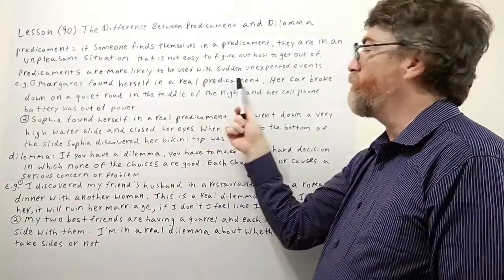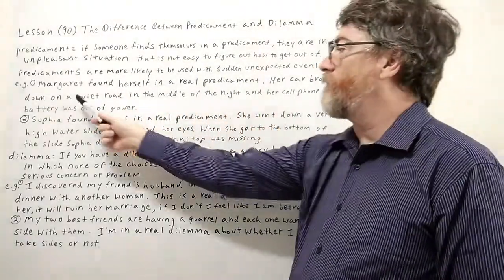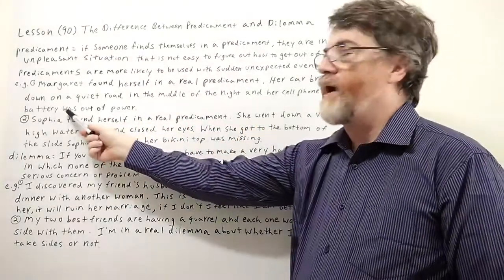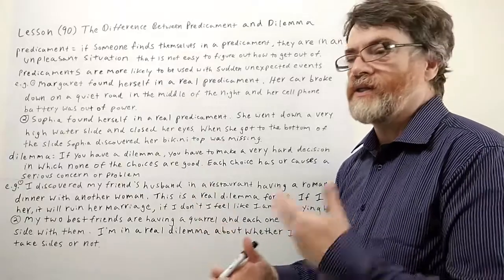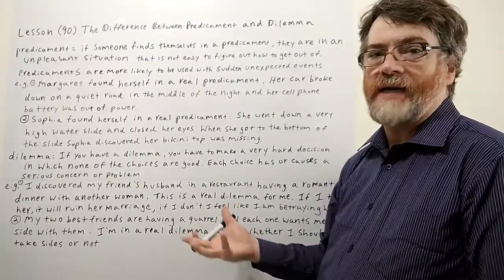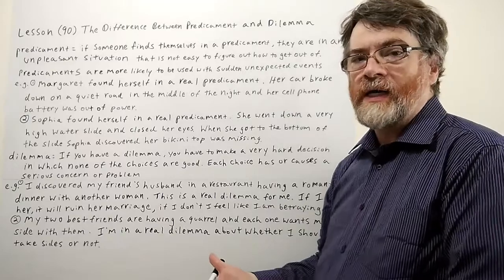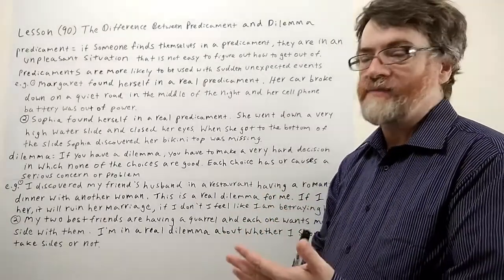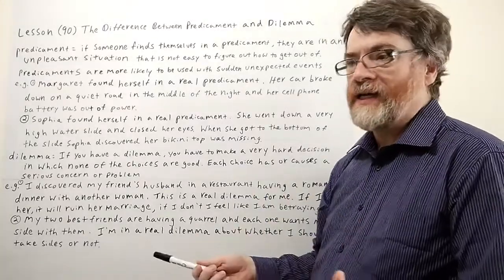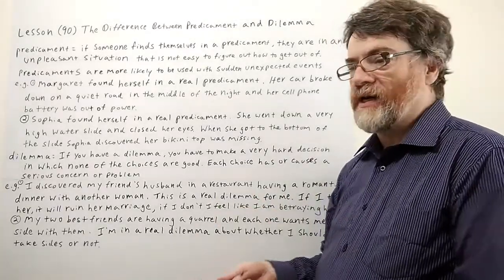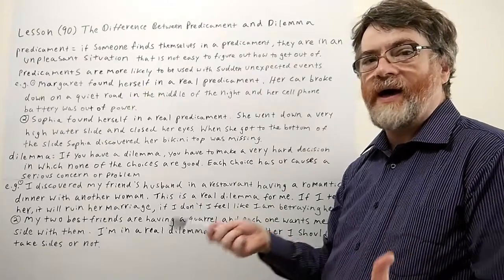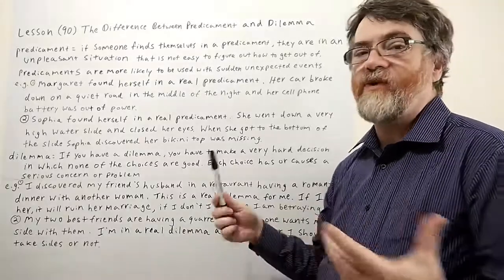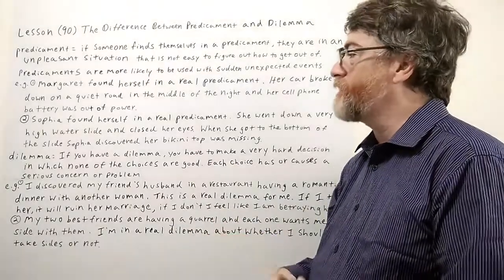Margaret found herself in a real predicament. Her car broke down on a quiet road in the middle of the night, and her cell phone battery was out of power. So a couple of things happened here at the same time. It's unexpected that you break down, but she didn't expect that her cell phone battery was also out of power at the same time, and it's late at night, so she can't really contact anybody. It's a quiet road, not many people going by. What do you do? How do you get out of this? She may have a few options, but they're not good options.